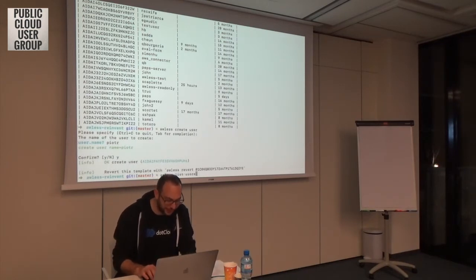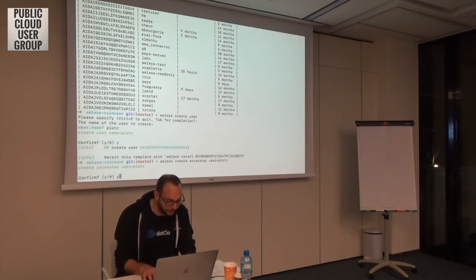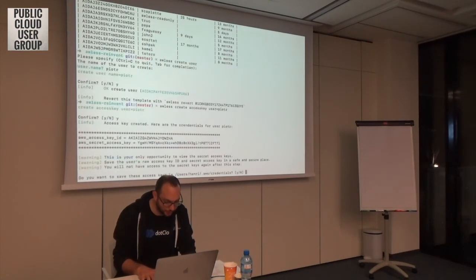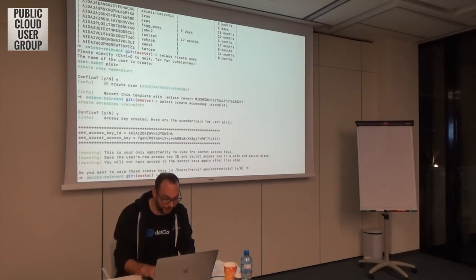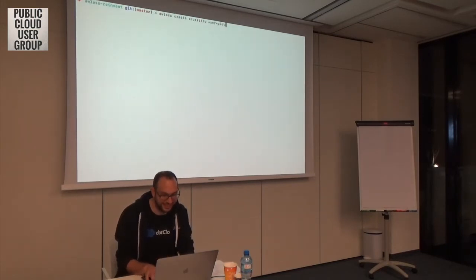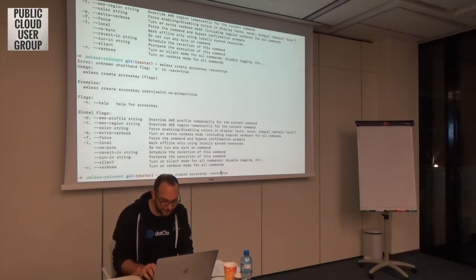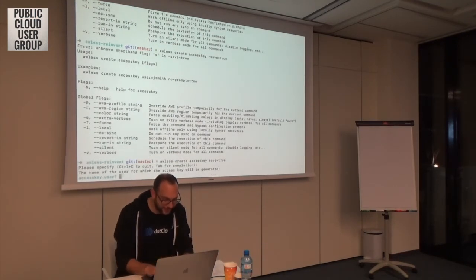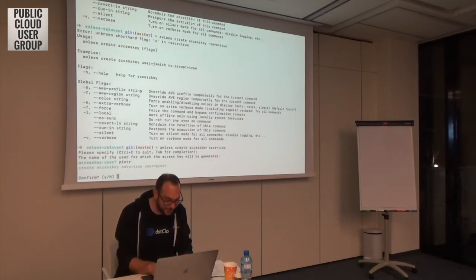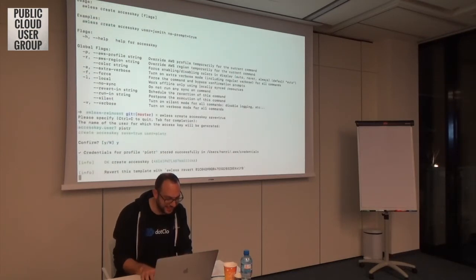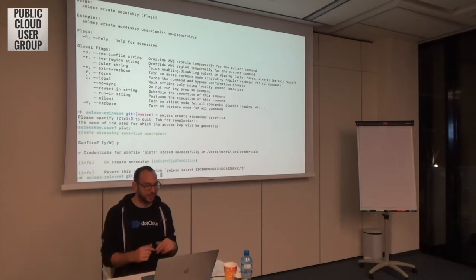Okay, so now I can create my access key for my user, for Piotr. Oh no, sorry, because I did not tell it save=true. Save=true, sorry. Okay, so now we can do this. Now we have the confirmation. And okay, so now we have this access key.